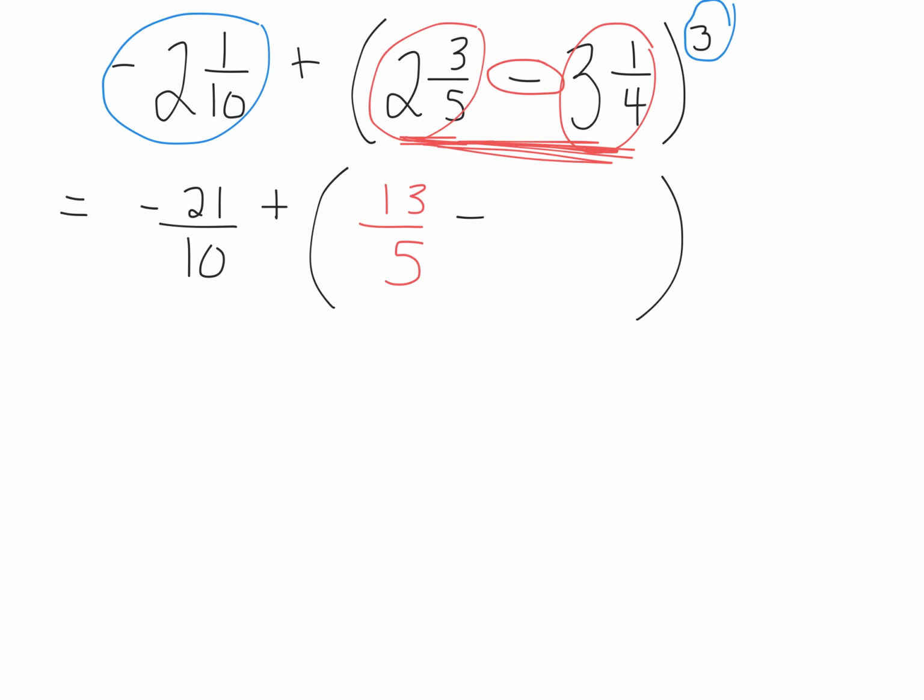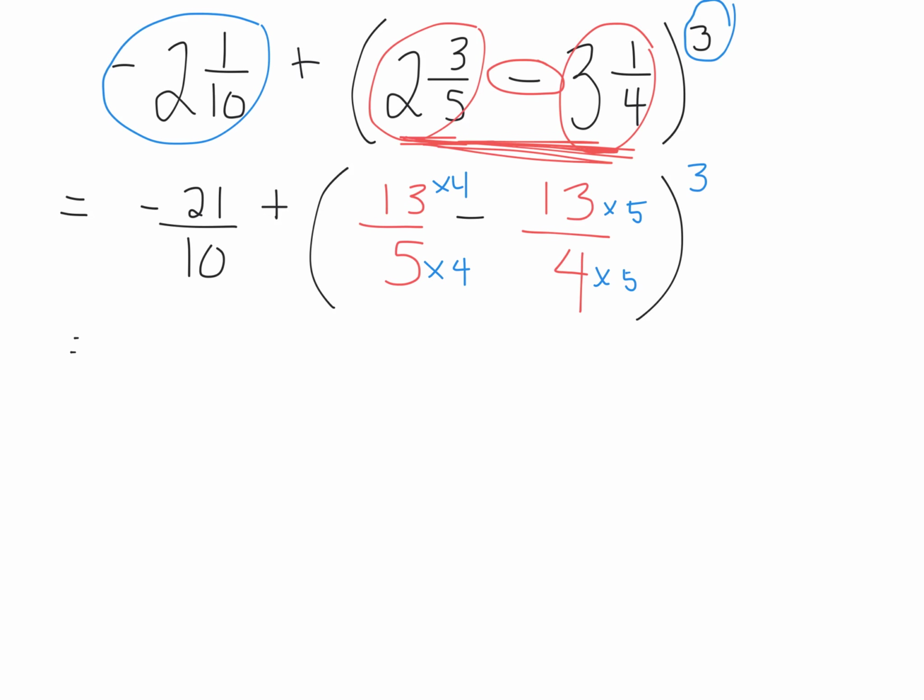And 3 1/4 is 13/4. All of that to the power of 3. Okay, so we're going to find the lowest common denominator, which is, so I'm going to multiply this by 4 and this by 5.